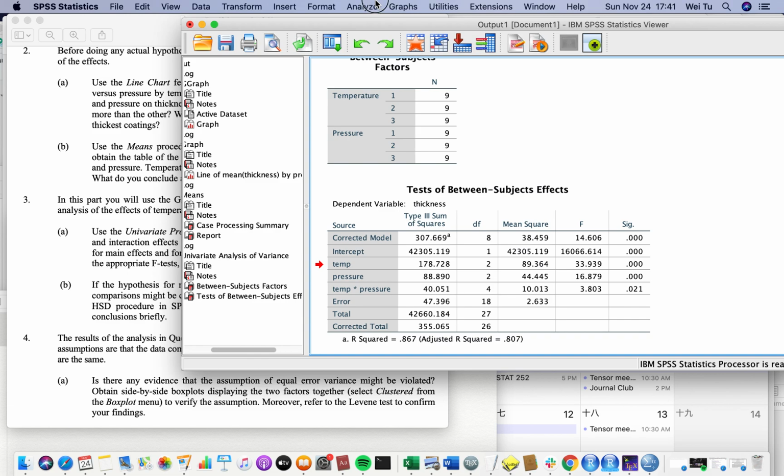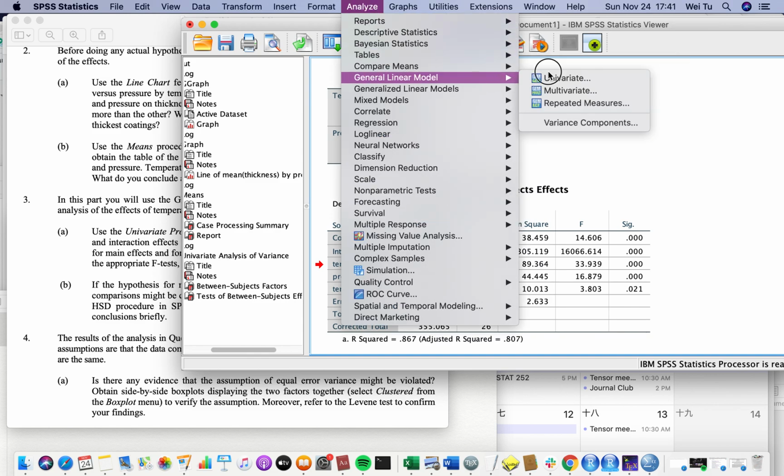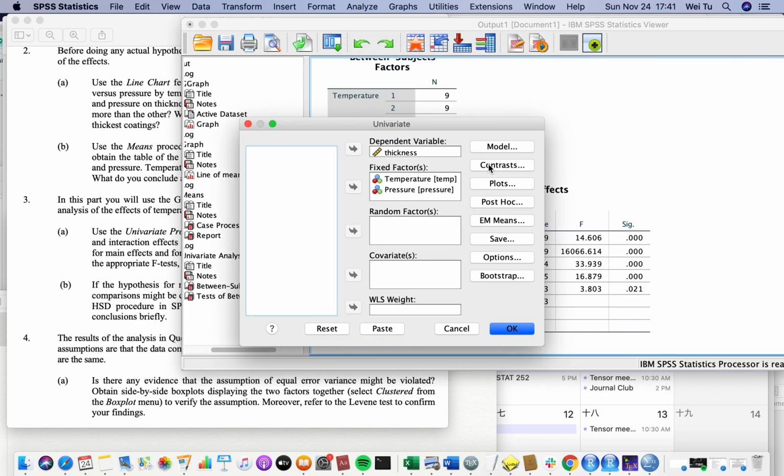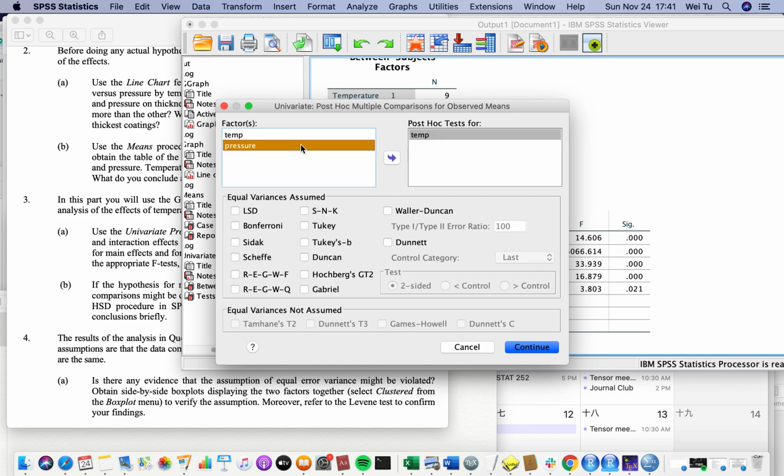Okay, let's run this again. Analyze, General Linear Model, Univariate. And then for the post hoc, we're going to choose both of them because both of them are significant. Then we're going to choose Tukey's procedure, and then continue.